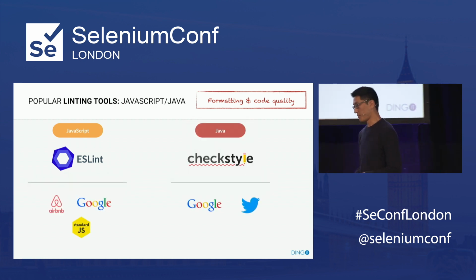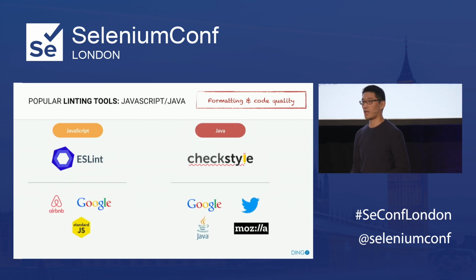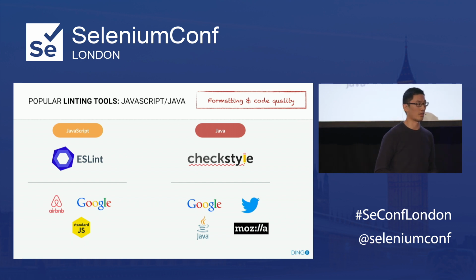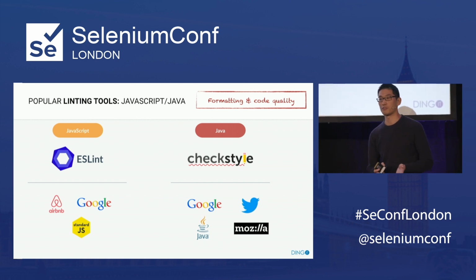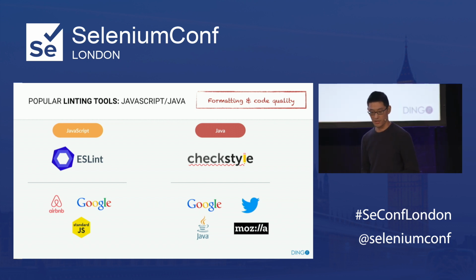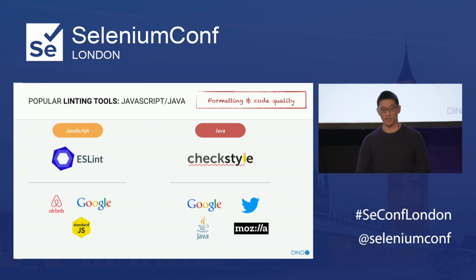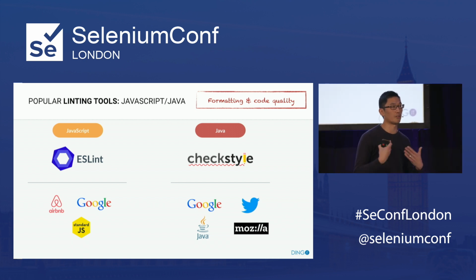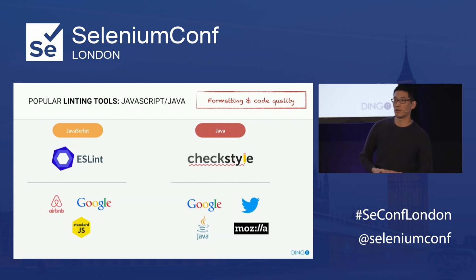So when we're talking about formatting and code style, there are many things that can help you out here. Again, I'm going to only focus on JavaScript and Java, and I'm highlighting two, I think, most popular tools here, linting tools. So for JavaScript, ESLint, and for Java, Checkstyle. And on the bottom, you see these organizations that have provided their code style, which you can just find online.